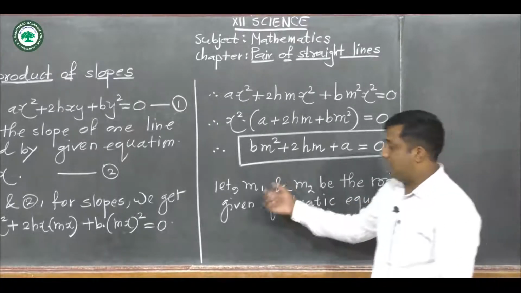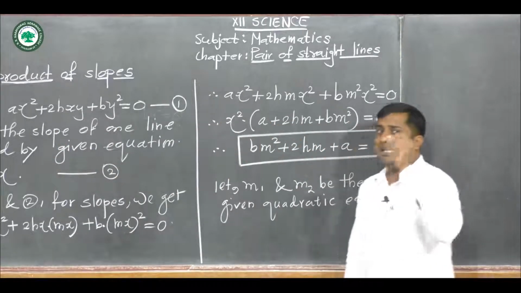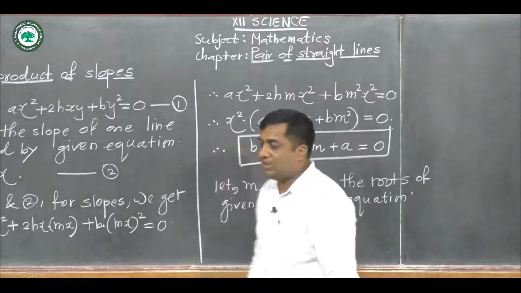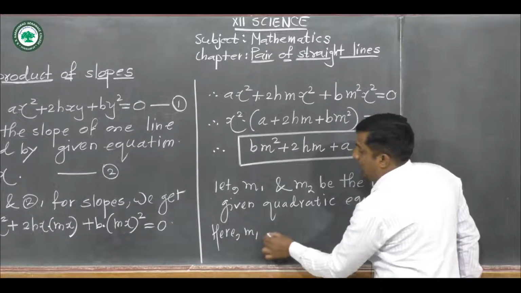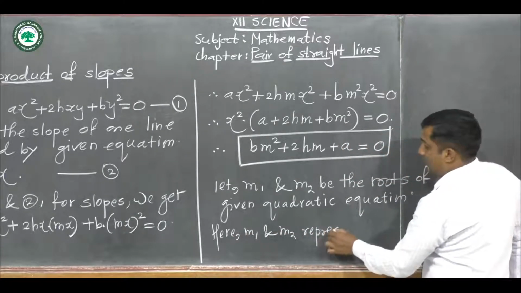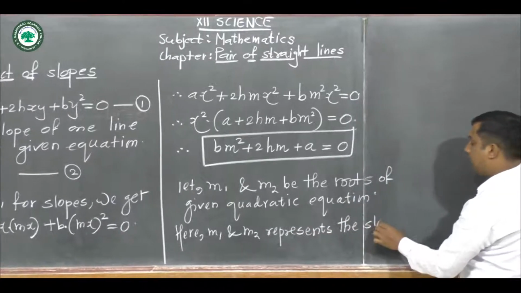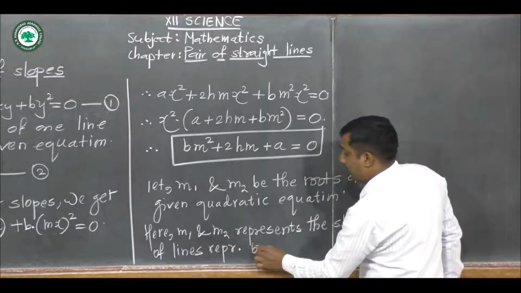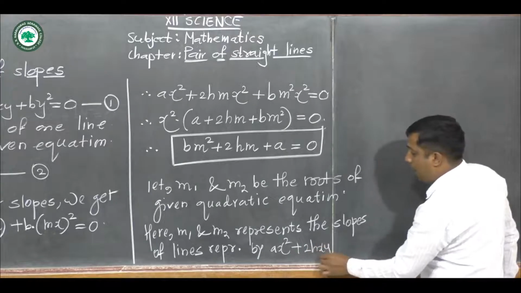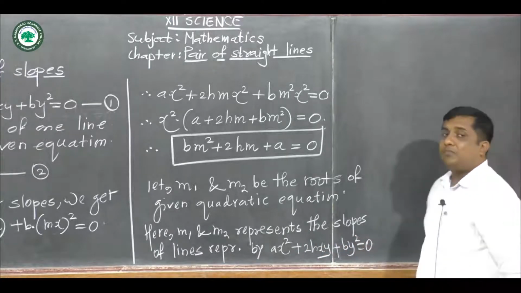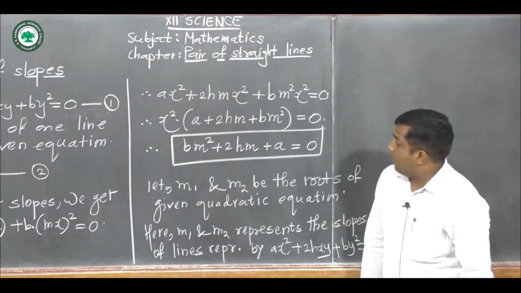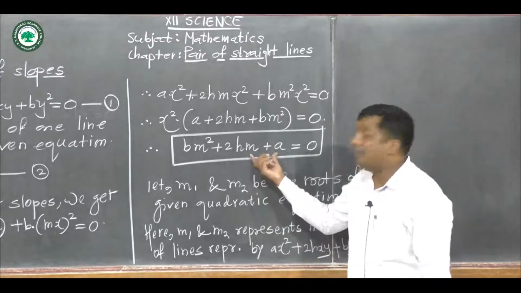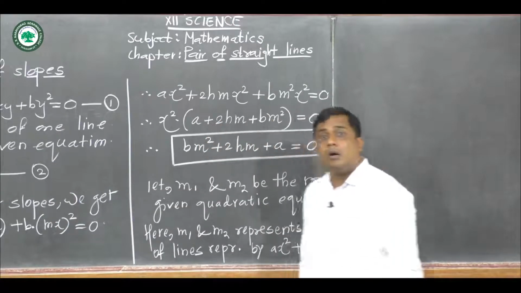These roots m1 and m2 represent the slopes of the lines represented by the equation ax square plus 2hxy plus by square is equal to 0. And here remember, bm square plus twice hm plus a is equal to 0 is called the auxiliary equation of the given homogeneous equation.